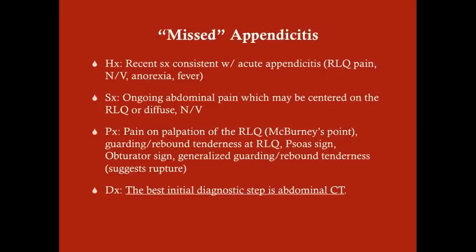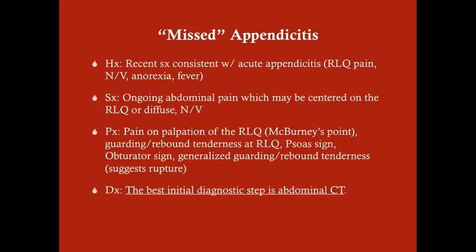Okay, now the missed appendicitis. So this is the patient who's had a longer onset of symptoms, or they came in before with symptoms consistent with appendicitis, but they were sent home. So the history for these patients are recent symptoms consistent with acute appendicitis, which remember would be the right lower quadrant pain, nausea and vomiting, anorexia, and fever.